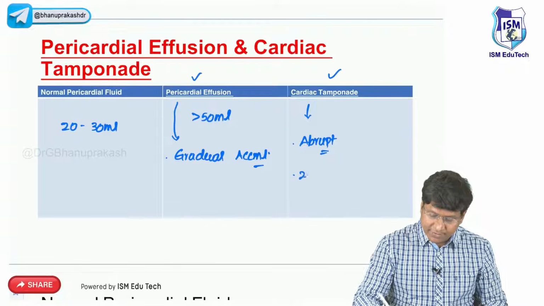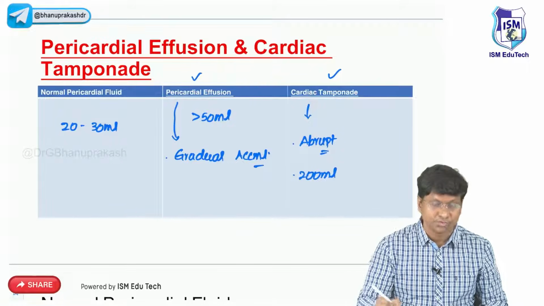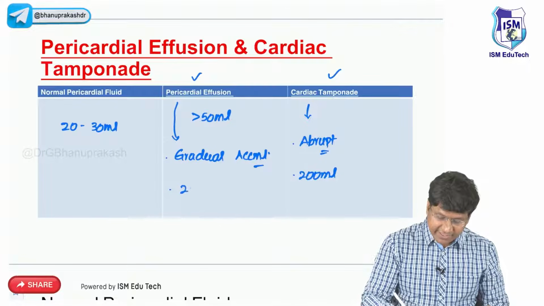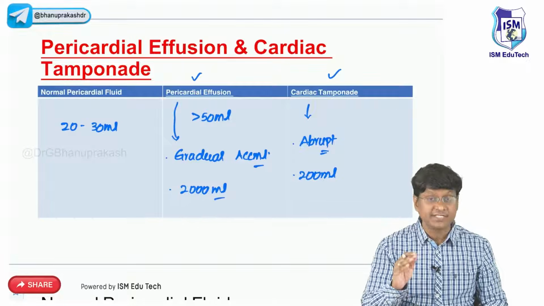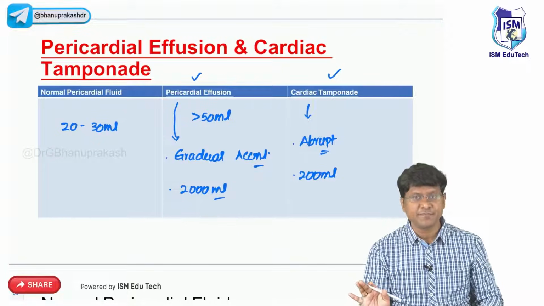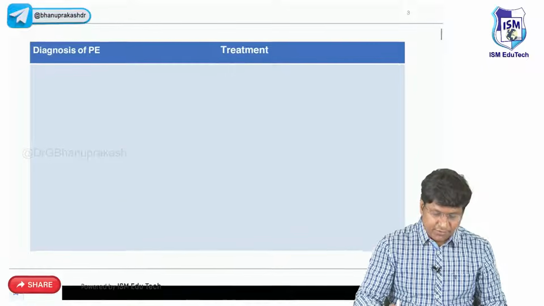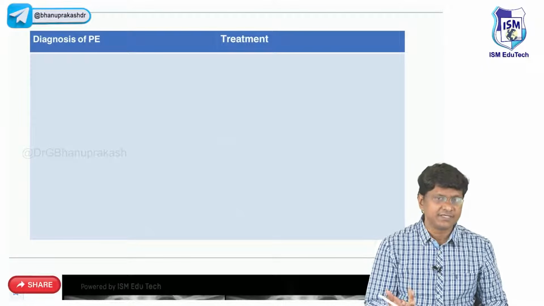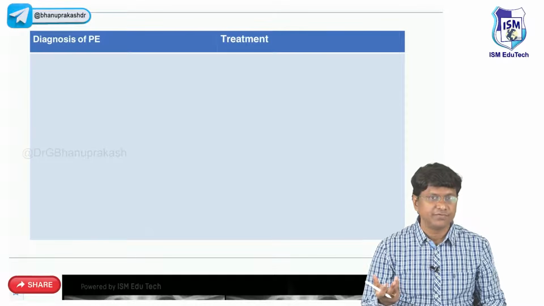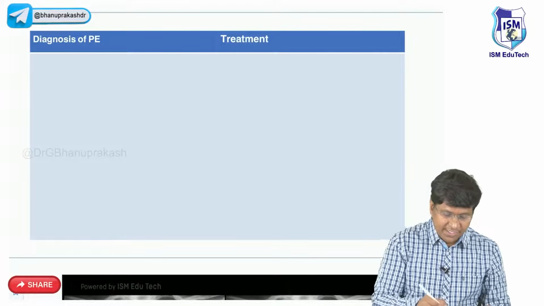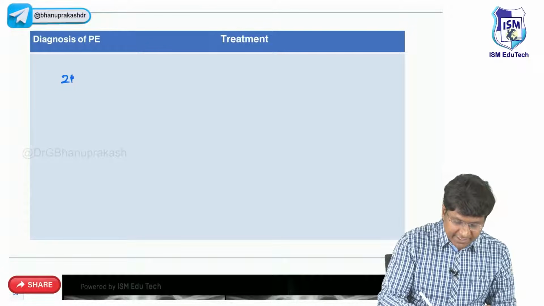See, there can be accumulation of even 200 ml of fluid. If it is abrupt, it is called cardiac tamponade. Even 2000 ml of fluid can be accumulated, but if it is gradual, we call it pericardial effusion only, right? Now, if you take this pericardial effusion, what will be the presentation in these individuals? The presentation will be in the form of dyspnea. Why? Because they will have diastolic dysfunction because of the accumulation of the fluid in the pericardial space. Then how do you diagnose this pericardial effusion?